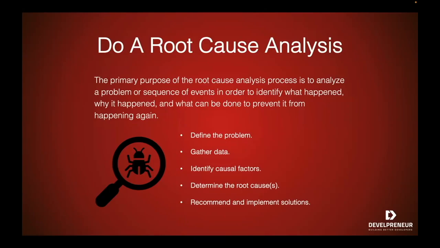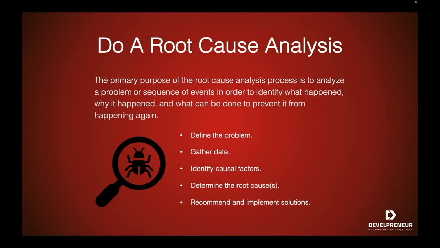Now, once we have fixed the problem and we've identified all the particular issues that were out there, we need to go back and do what is called a root cause analysis, or RCA. The primary purpose of the RCA is to analyze a problem or sequence of events in order to identify what happened, why it happened, and what can be done to prevent it from happening again. So basically, after you do the whole software development cycle, you go back and do that review process. You review what went well, what didn't go well.